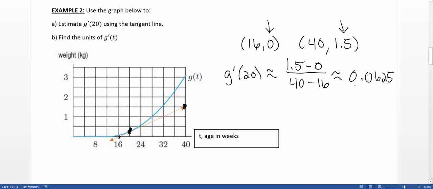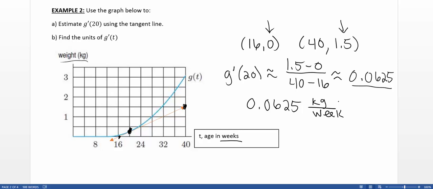So now that's part A. I've gotten a slope of the tangent line. It's an approximation because I'm estimating the points. It may not be perfect, but it's pretty close. And now I want to take that number and I want to give it units based on the problem here. So what I want you to notice is that in this graph, the dependent units are in kilograms. So that's what's going to be on the top. And then the independent units is in weeks. So g prime of 20, the derivative at 20, is 0.0625 kilograms per week.